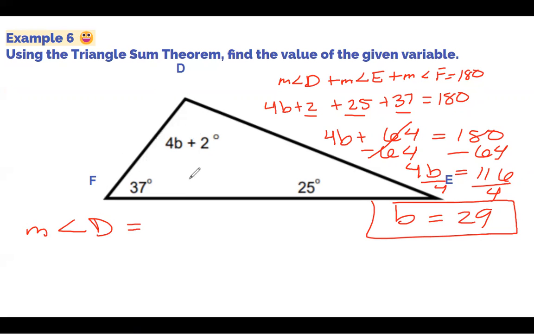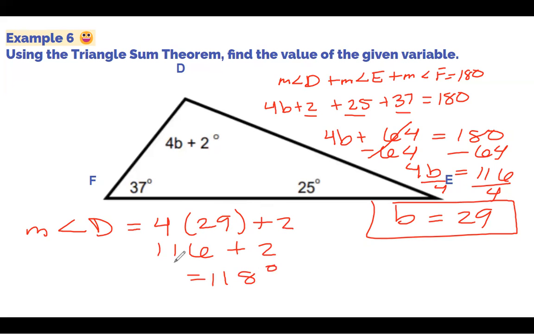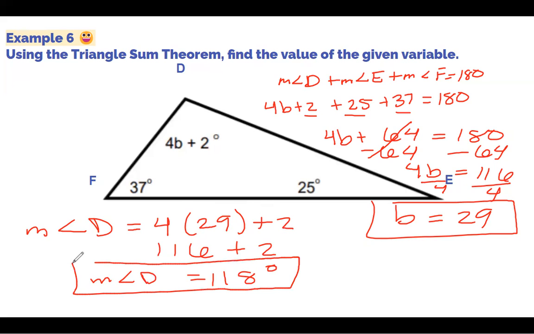Angle D is what? 4B plus 2. We already found that B is equal to 29. So we have 4 times 29 plus 2. What is 4 times 29? 116 plus 2. 118 degrees. So the measurement of angle D is, in this case, 118 degrees. Not too bad, huh? Not too bad.